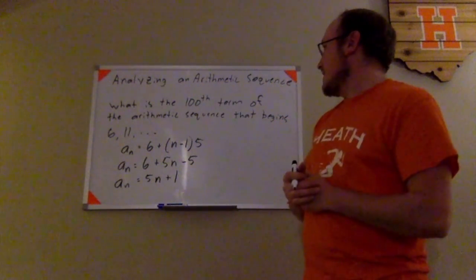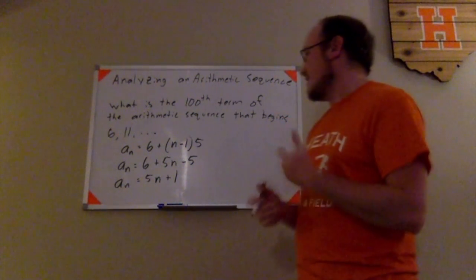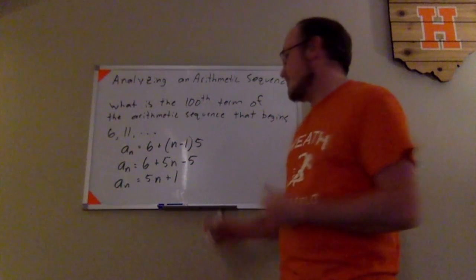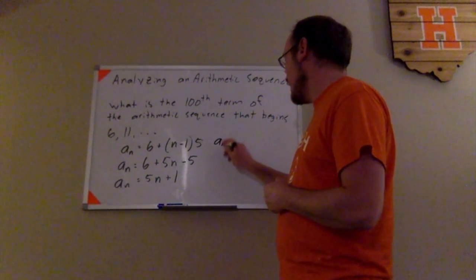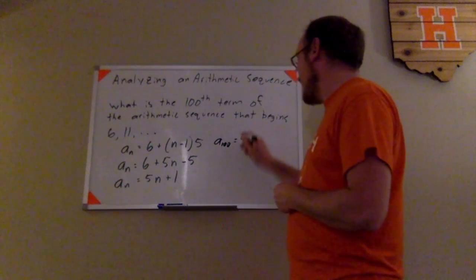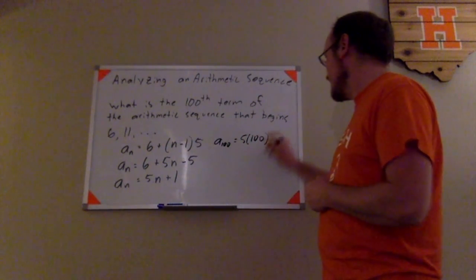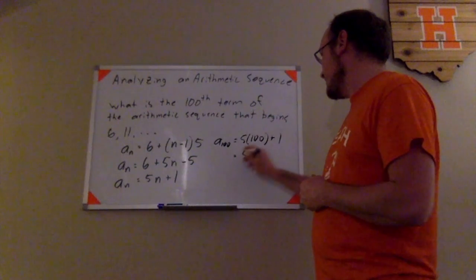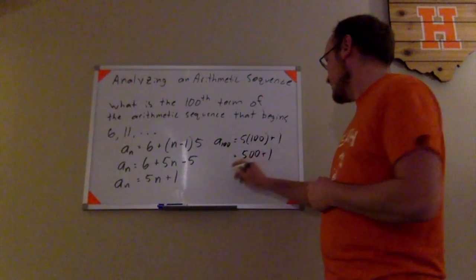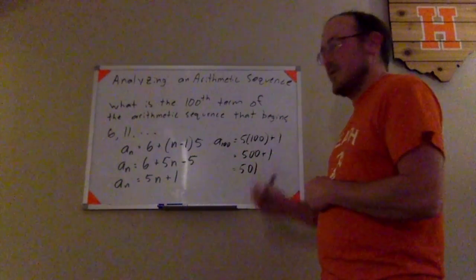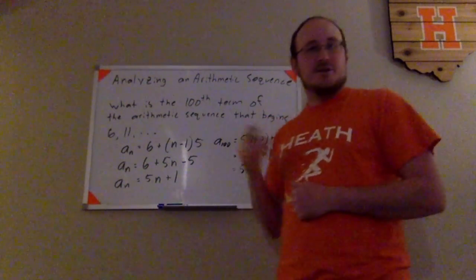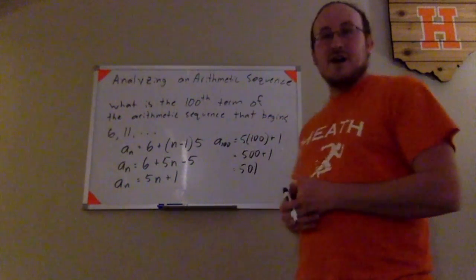Now the problem wants me to go ahead and find the 100th term of that sequence. I can just plug 100 in for n. So I have a sub 100 is equal to 5 times 100 plus 1, which is equal to 500 plus 1, which is 501. So the 100th term of this arithmetic sequence would be 501.